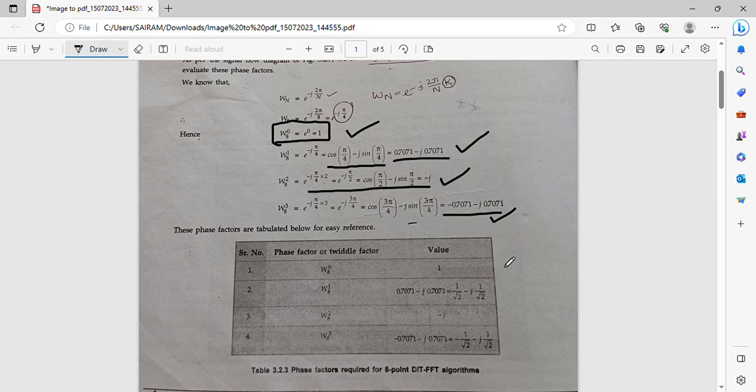So what is going to happen is, you're supposed to understand that you have to learn all these things, that is, your twiddle factors, you should learn.